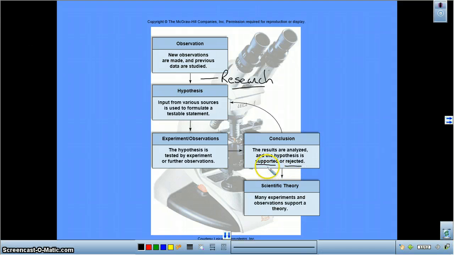If it supports your hypothesis, other scientists can explore this and repeat this and could eventually lead to what we call a scientific theory. However, if your hypothesis has to be rejected, that doesn't mean that things are over. All that means is that you come up and you regenerate a new hypothesis and you go through the process again.